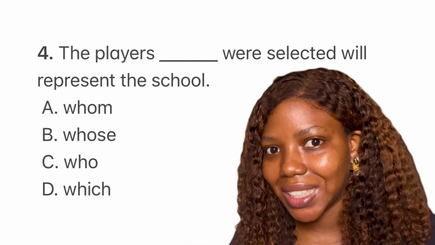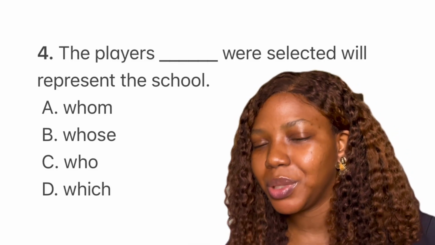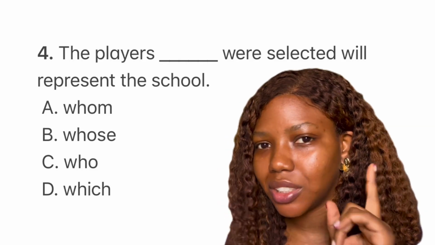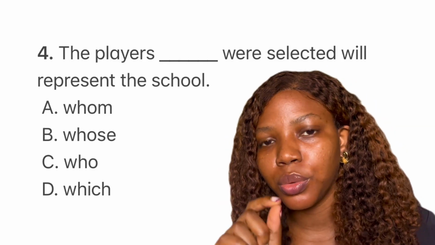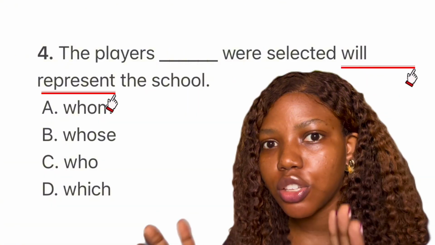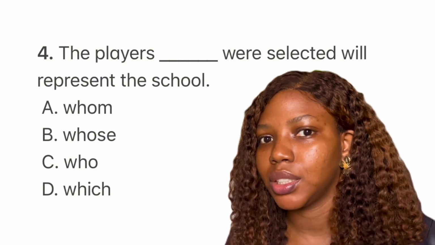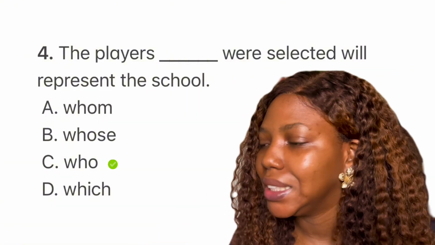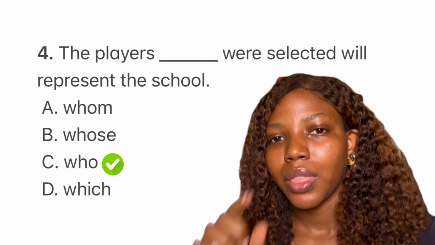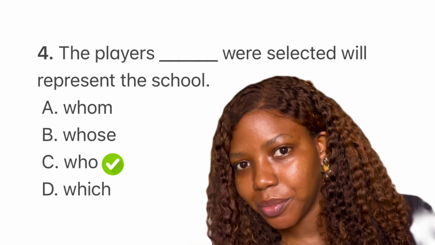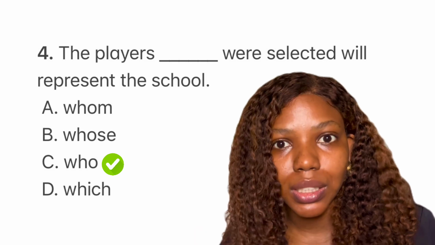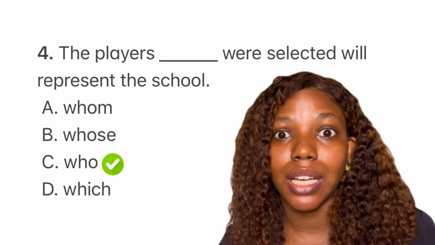So the main sentence here is the players will represent the school. So the players is the subject. Will represent is the verb phrase. The school is the what? Object. That makes option C the answer to this question. Who? Now, dash were selected is called a relative clause, or what we call adjectival clause.